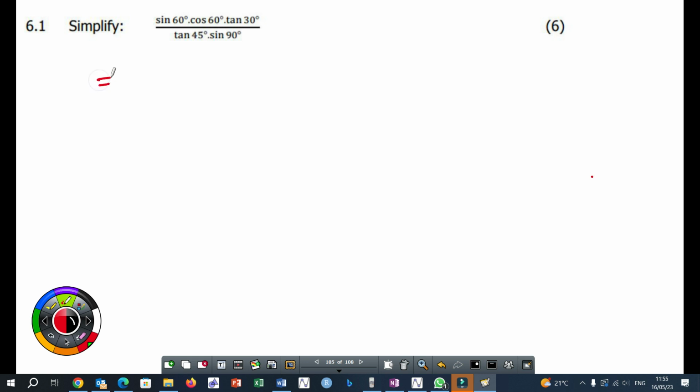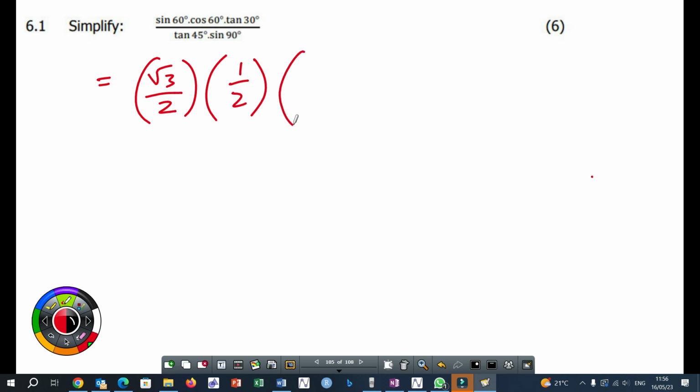Pay attention carefully. Your special angles. Sine 60 is equal to square root of 3 over 2. You put this in brackets. Then there is multiplication. Cos 60 is 1 over 2, a half. Then we have another multiplication. What is tan 30? It's 1 over square root of 3.